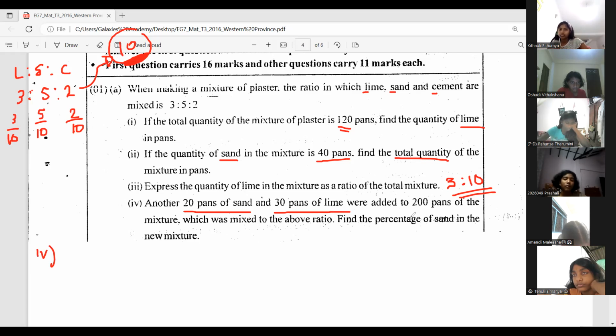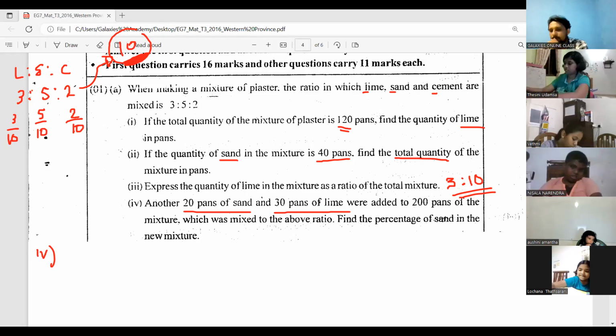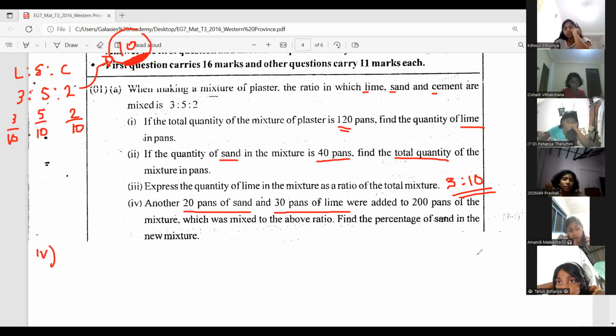Right? Can you understand? Early, how many pans? 200 pans. Another 20 and 30 pans added here. Now, the new mixture, how many pans contain? 250 pans. Okay, so now I have found the total as 250. Total pans 250.